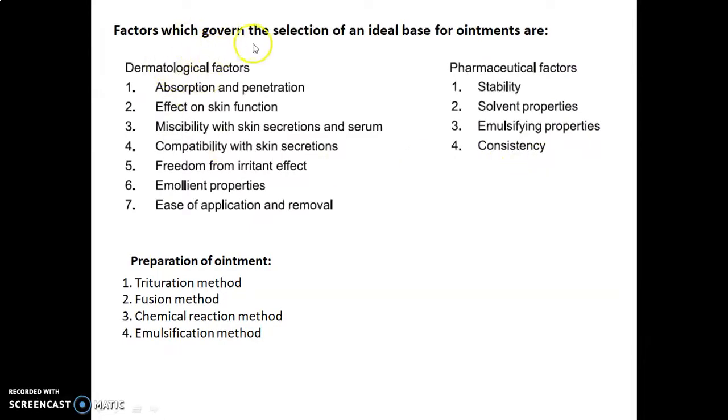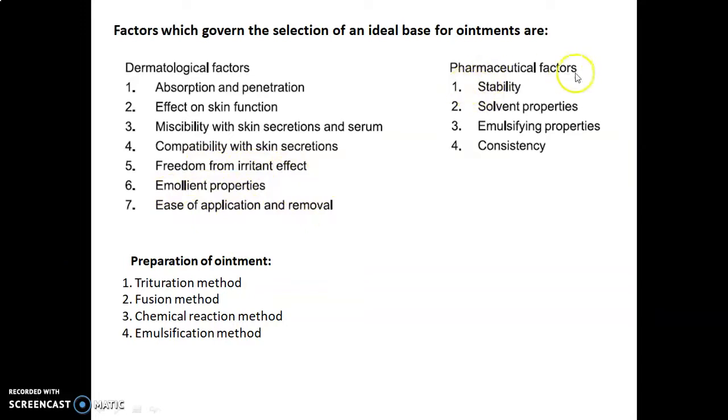Then the factors which govern the selection of an ideal base for ointments are of two kinds: dermatological factors and pharmaceutical factors. There are seven dermatological factors: absorption and penetration, effect on skin function, miscibility with skin secretions and serum, compatibility with the skin secretions, freedom from irritant effect, emollient properties, and ease of application and removal.